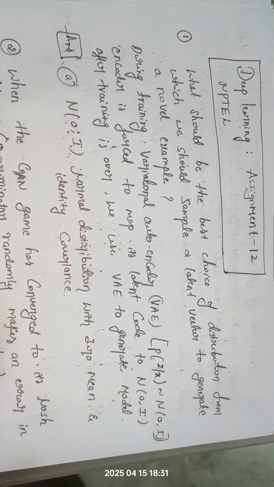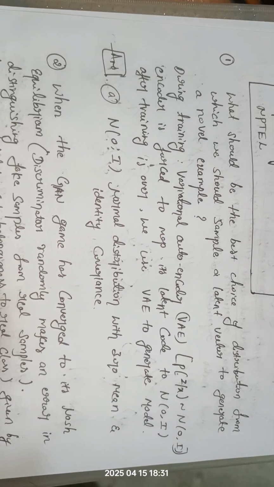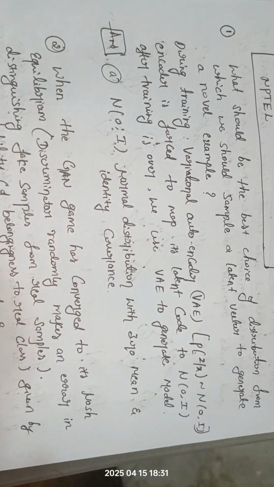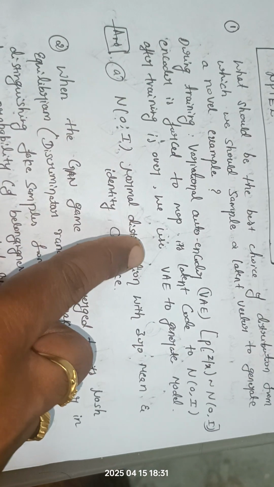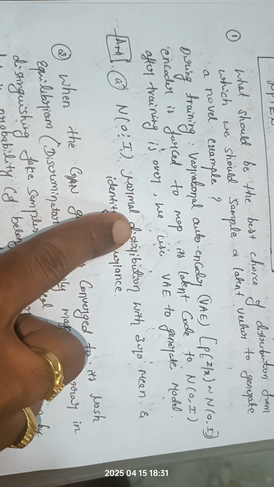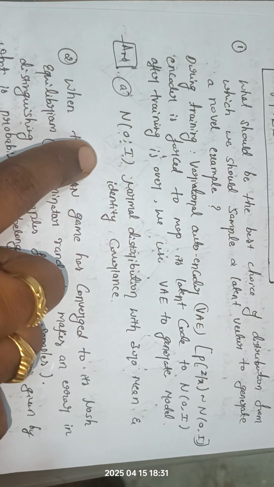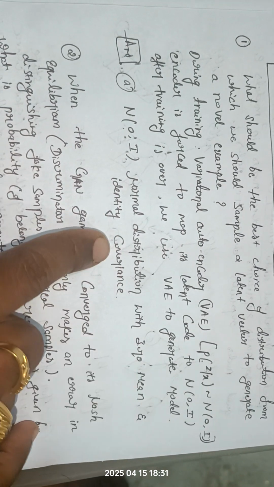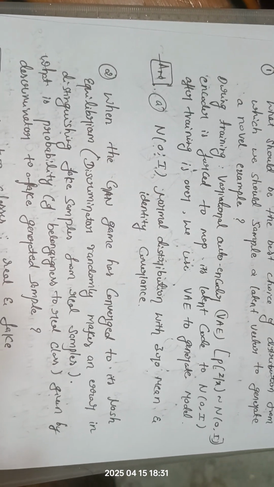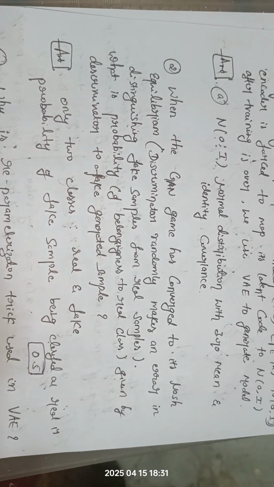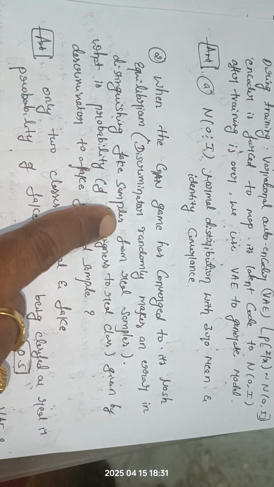What should be the best choice of distribution from which we should sample a latent vector to generate a novel example? During training, the variational autoencoder VAE P of Z by X is N of 0, I. The encoder is forced to map its latent code to N of 0, I. After training is over, we use the VAE to generate a model. The correct option is A, that is N of 0, I, a normal distribution with zero mean and identity covariance.